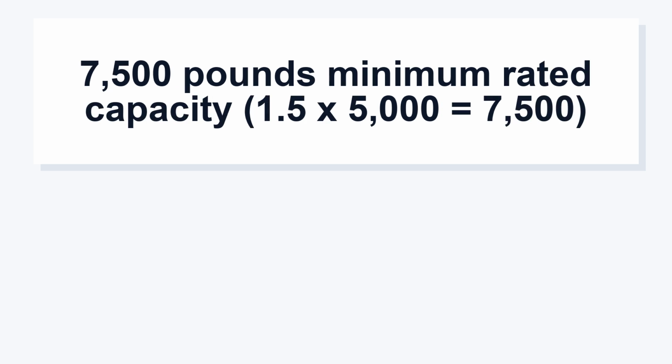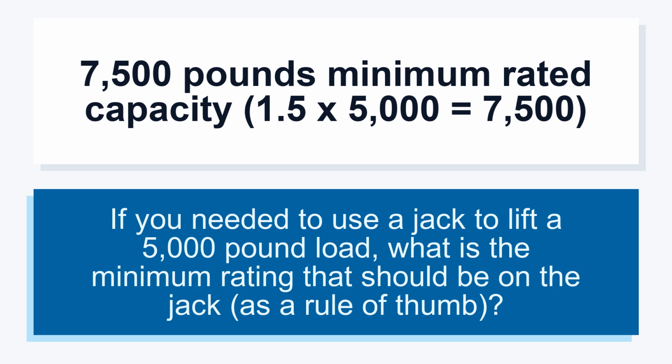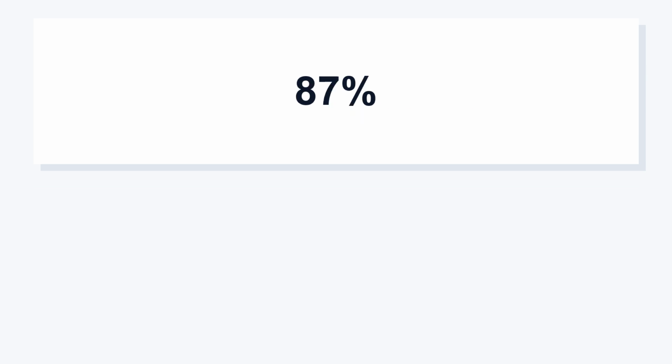7,500 pounds minimum rated capacity, 1.5 x 5,000 equals 7,500. If you needed to use a jack to lift a 5,000 pound load, what is the minimum rating that should be on the jack? As a rule of thumb, 87%.